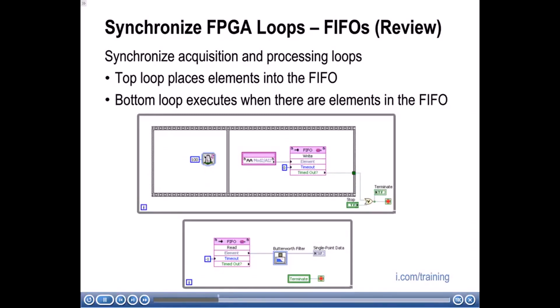The top one is just going to be acquiring every 100 ticks or milliseconds or microseconds, however that's configured in the loop timer. And the bottom loop is synchronized with it. The bottom loop is going to read something from that FIFO as long as something is available to read in the FIFO. So the bottom loop is pretty much synchronized with the FIFO.